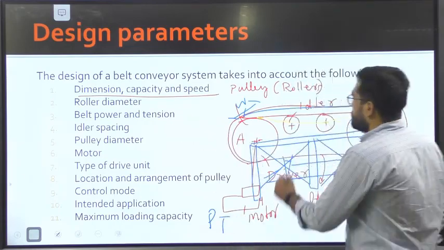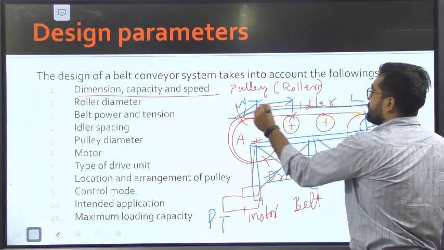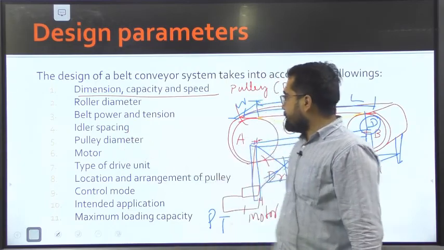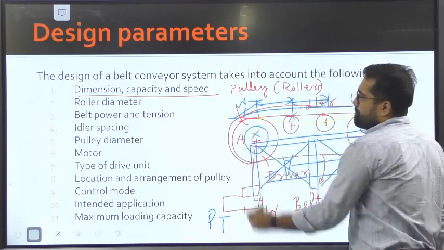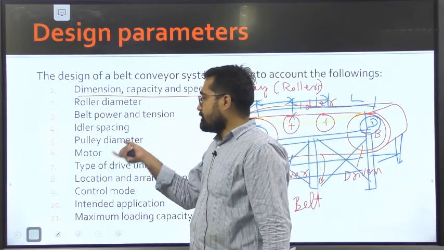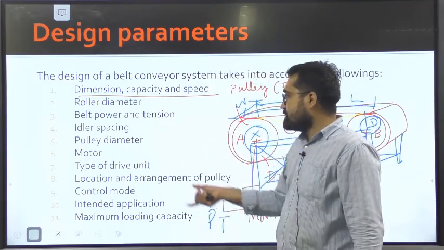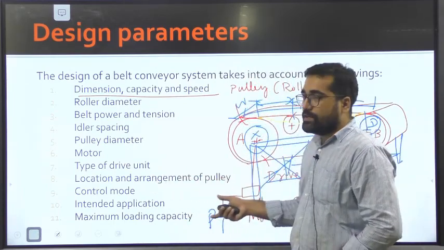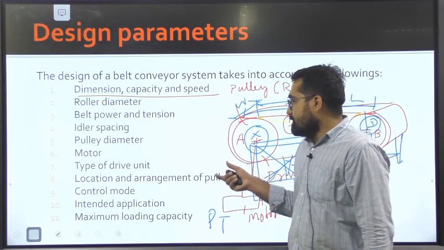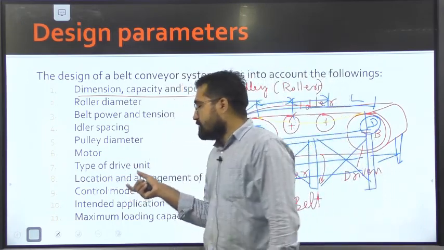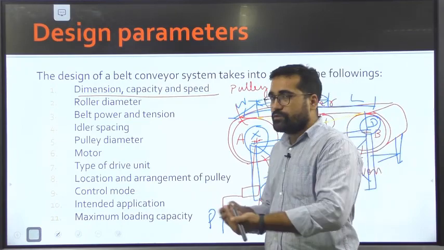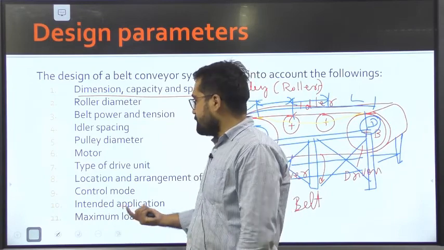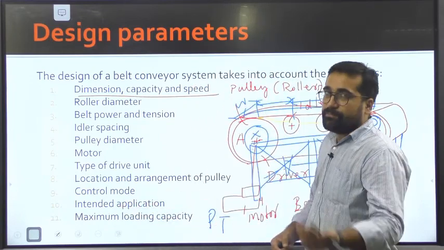Then comes the idler spacing: what should be the spacing between these two idlers? This will be another thing. Then comes the pulley diameter: what should be the diameter of this pulley? Then comes the motor HP and all those things. Then which type of driving unit it will be, the location and arrangement of the pulleys, where the pulleys will be located and arranged, and what the control mode should be, how we are going to control the belt conveyor, either by buttons or by a lever system. Then the intended application, what is the application of the conveyor.